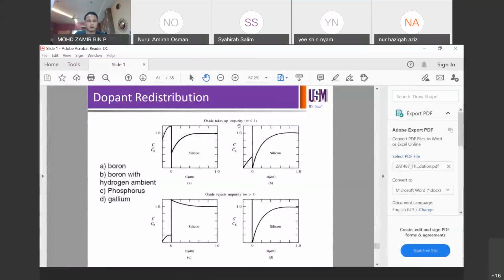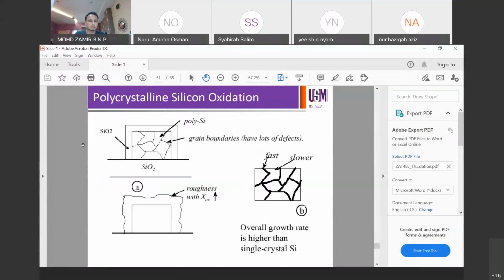Okay, let's go on. So you can see the slides now. You can see, right? Okay, good. So let's move on to this. We are almost done though. Okay, polycrystalline silicon oxidation. So we have learned that polycrystalline silicon is silicon with multiple grains.